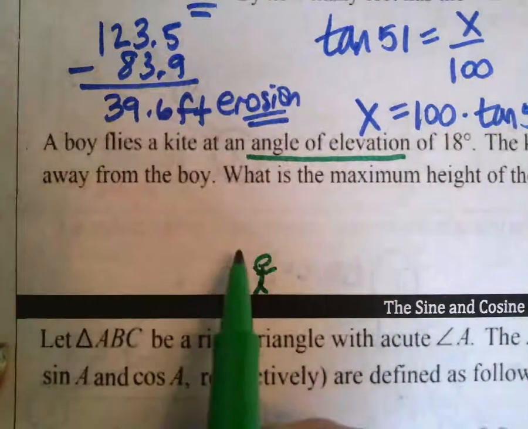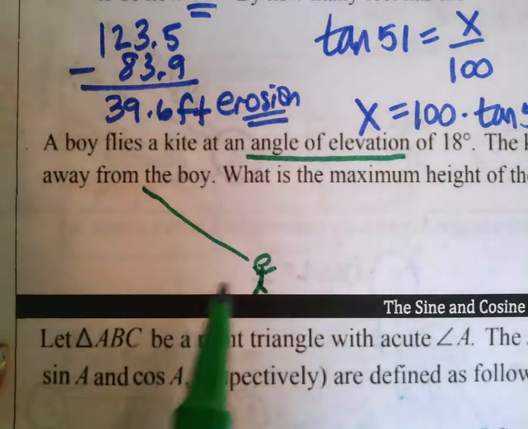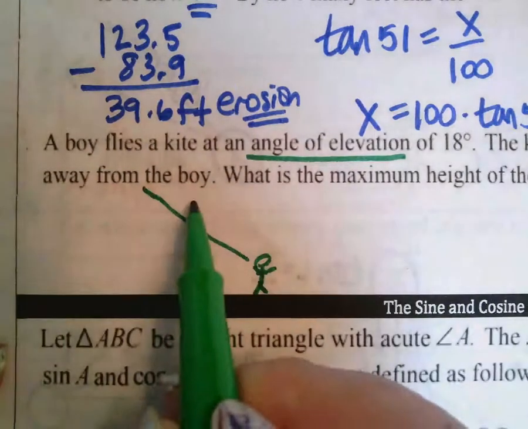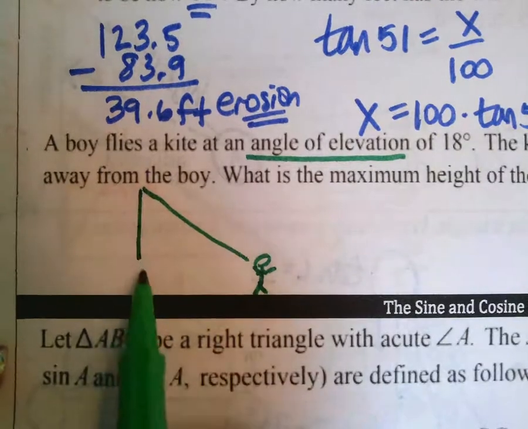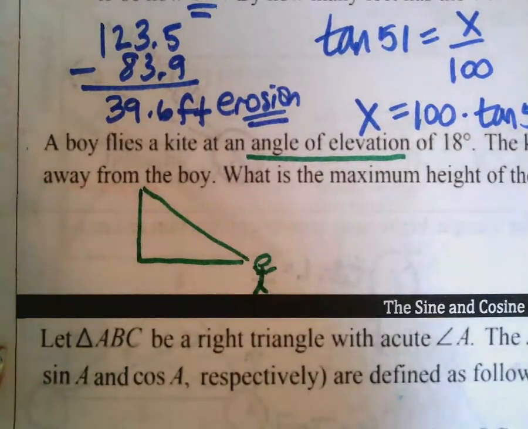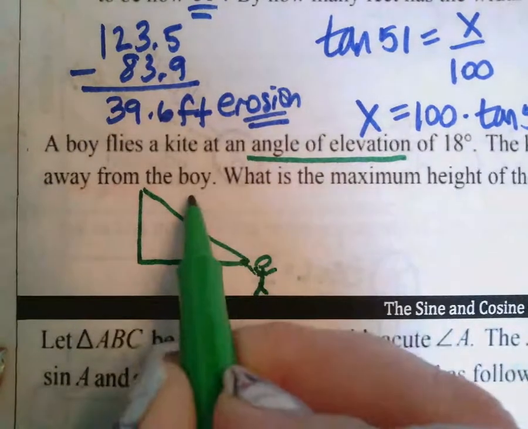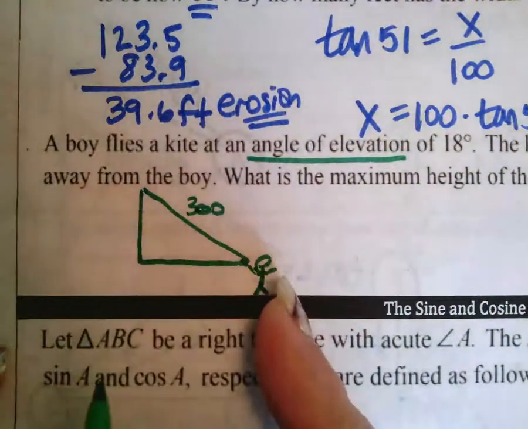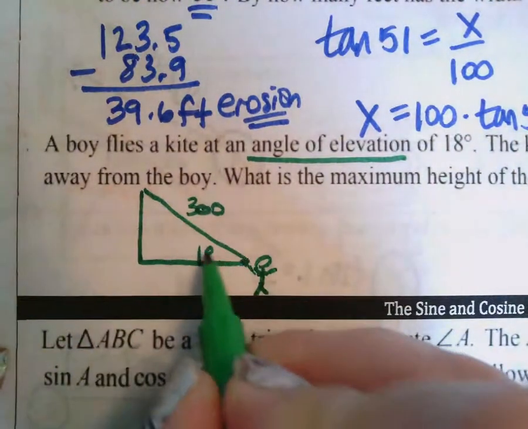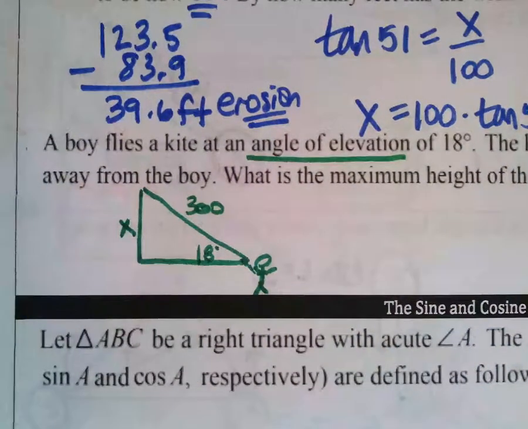You've got a boy, he's flying a kite. So he's got this string right here. The kite reaches its maximum height of 300 feet away from the boy. So what is the maximum height of the kite itself? You draw a little triangle. He's holding on to this. He's got the 300 feet of string. He's looking up at an 18 degree elevation. And I want to know how far the kite is off the ground.